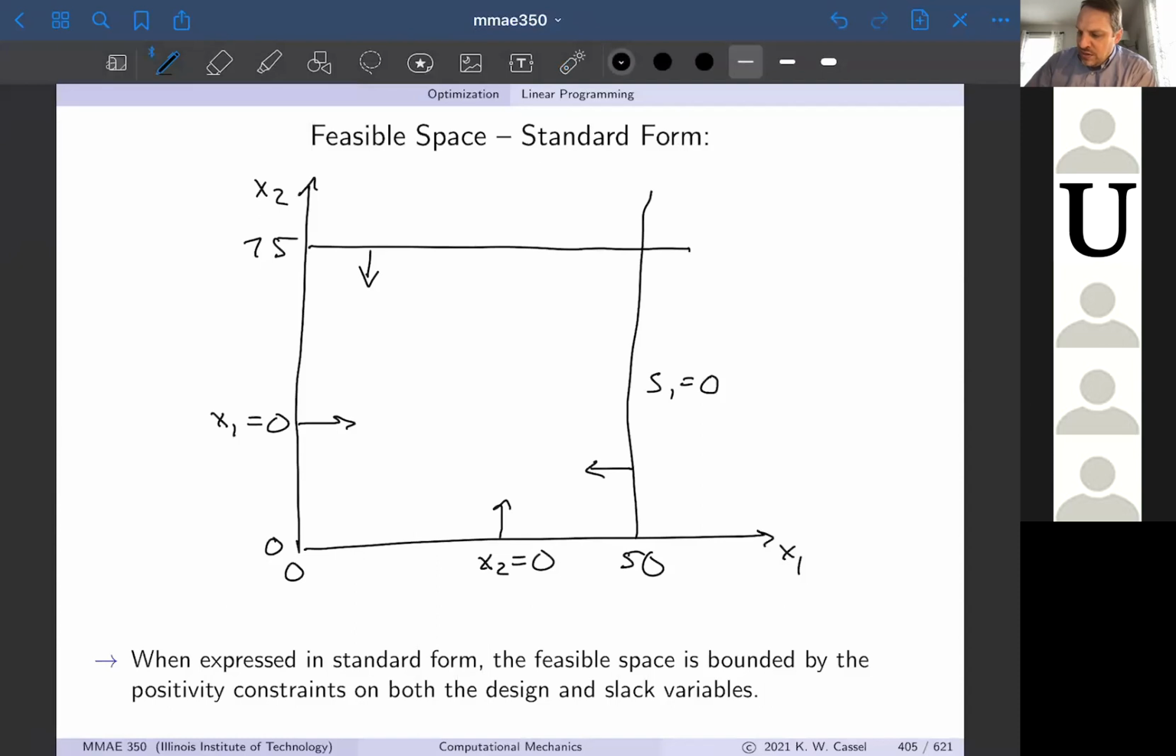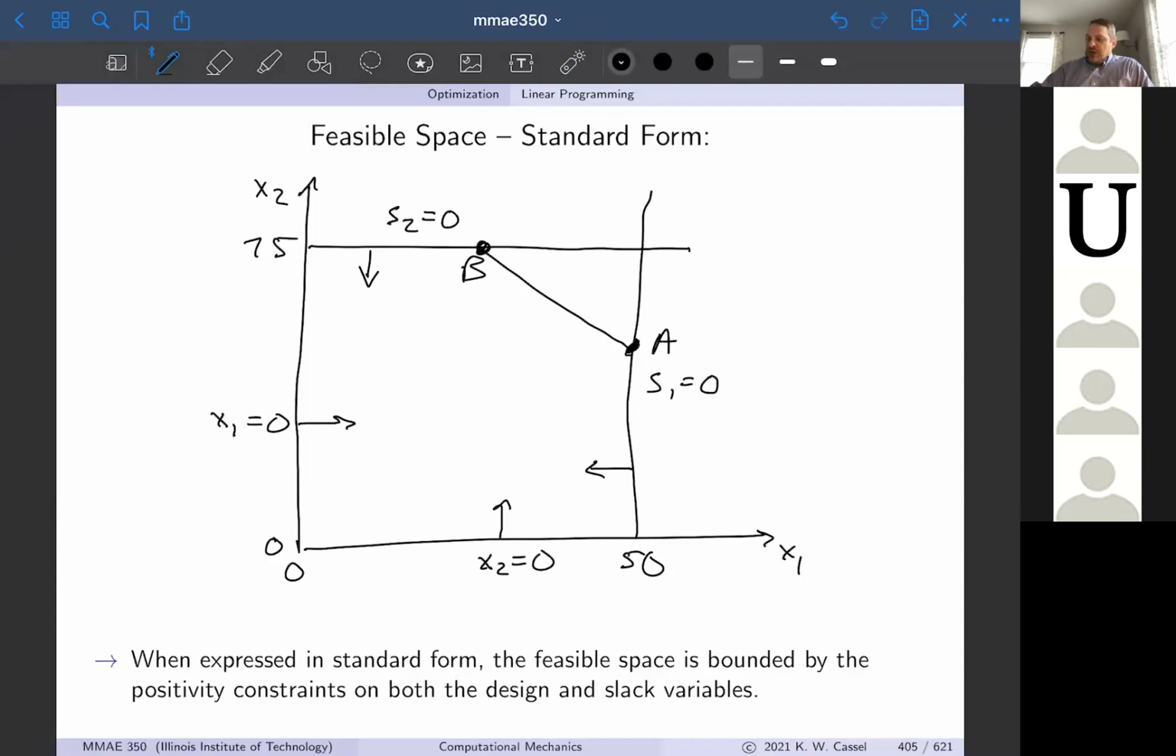Same thing at the top here. This one is s2 equals 0. So if the number of cars on the second train is 75, then there is no slack, so s2 is equal to 0. Now you'll remember that our original equality constraint added this additional constraint on the feasible space. So this was our points A and B that we had before. So the solution has to be at either A or B.